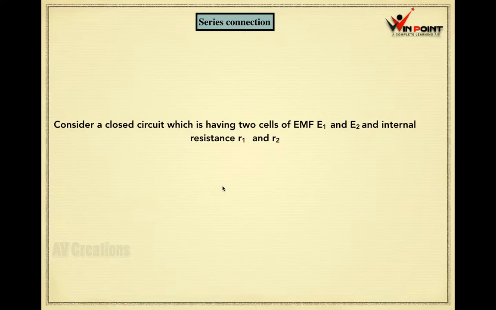The EMFs of these two cells are E1 and E2, and each cell has an internal resistance. The internal resistances of this cell are R1 and R2. So this is the circuit. E1 and E2 are connected in series. The negative terminal of the first cell is connected to the positive terminal of the second cell. The EMF of the first cell is E1 and the EMF of the second cell is E2. Their internal resistances are R1 and R2.